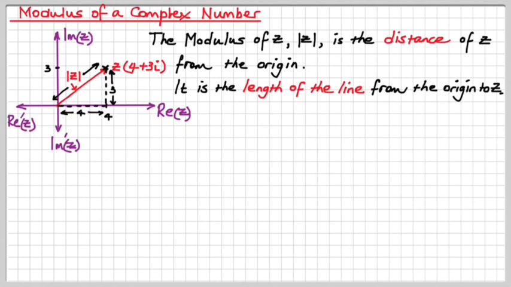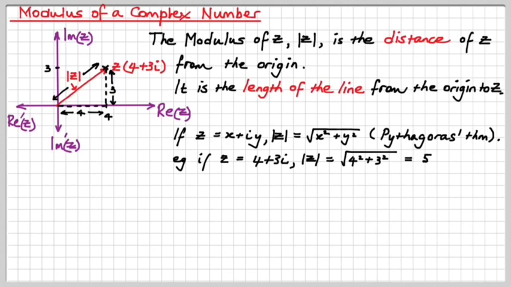It's the length of the line from the origin to z. If you can work out the length of that line, you've got the modulus, no problem. So if z was x plus iy in general terms, then the modulus of z by Pythagoras' theorem, looking at this little triangle we've just made over here, would of course be the square root of x squared plus y squared, wouldn't it? Good old Pythagoras to the rescue again. And if z equaled 4 plus 3i, then the modulus of z would simply be the square root of 4 squared plus 3 squared, which, as we know, is 5.